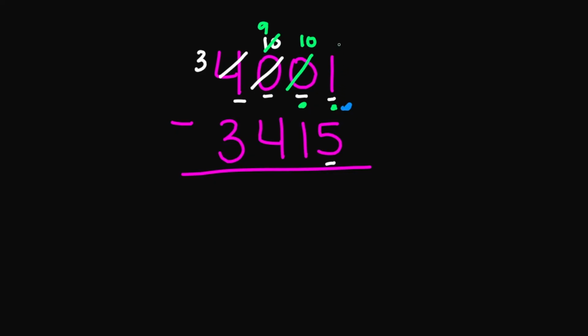So now I'm going to borrow in the tens place. That 10 is going to become a 9. This 1 here will now become an 11. Now I can subtract. 11 minus 5 is 6. 9 minus 1 is 8. 9 minus 4 is 5. And then you have 3 minus 3 is 0. So your final answer is 586.